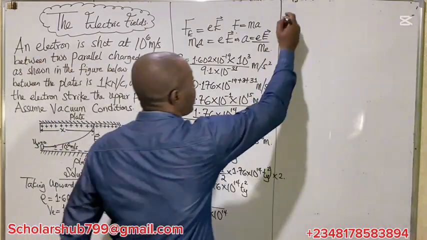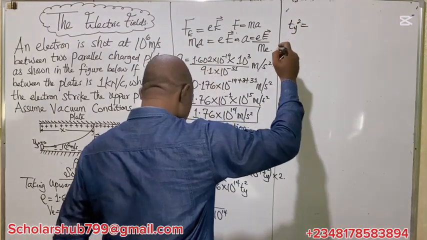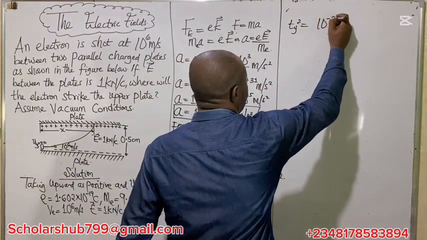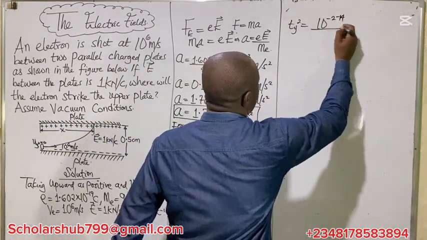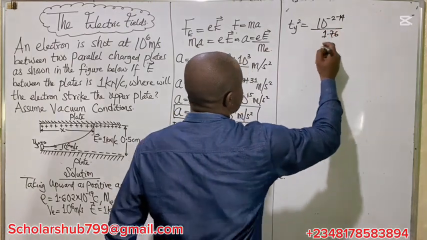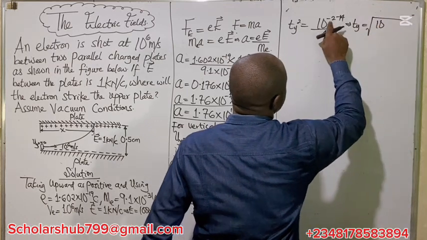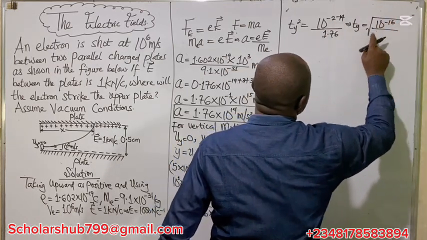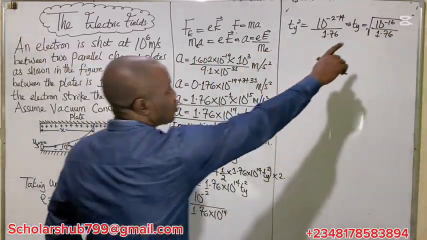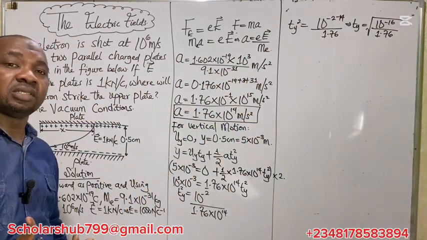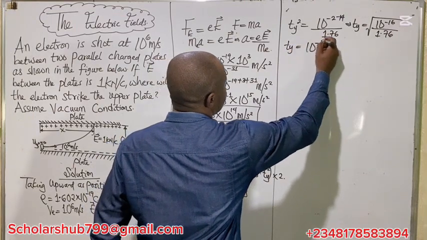All right, so from here we have ty squared to be equal to 10 raised to the power of negative 2. Now I can bring this 14 here, then it will become negative 14, divided by 1.76. Now ty will be equal to the square root of 10 raised to the power of negative 2 minus 14. That will be 16. 10 raised to the power of negative 16 divided by 1.76. Now, we know that the square root of 10 raised to the power of negative 16 will be 10 raised to the power of minus 8. So we have ty equal to 10 raised to the power of minus 8.